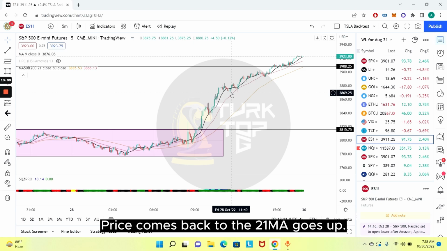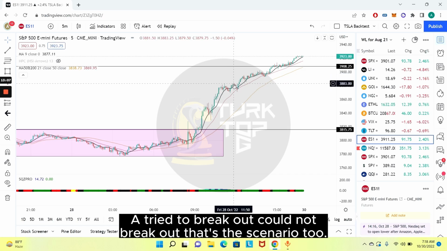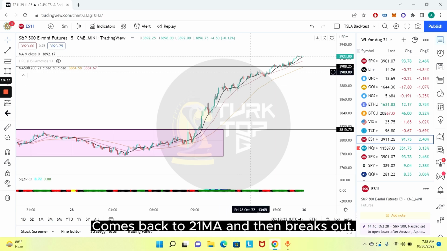Price comes back to the 21 MA, goes up. In this case, it tries to have a failed breakout, does not. It tries to break out, could not break out. That's scenario 2. It comes back to the 21 MA and then breaks out.